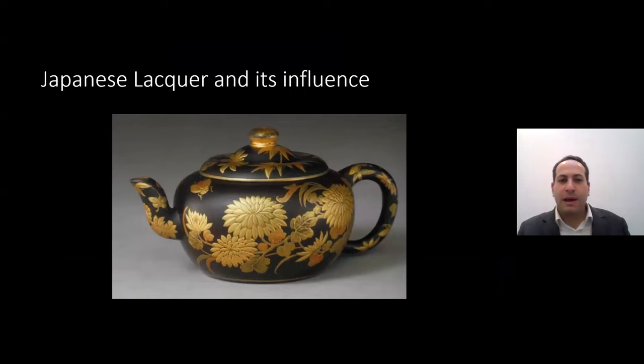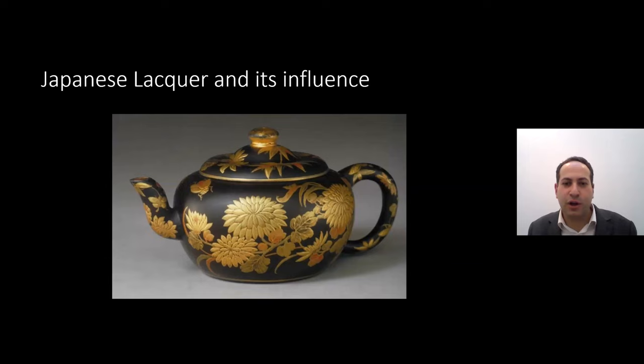Moving on again from the English, I'm aware we're kind of short for time, so I'll try and speed up a bit. There was Japanese lacquer, and it also had an influence. There was officially no trade with Japan at this time in the Qing dynasty, but lacquer did come through via intermediary merchants and was sent. And the Yongzheng emperor loved Japanese lacquer, and it influenced his style, especially this style of gold on black.